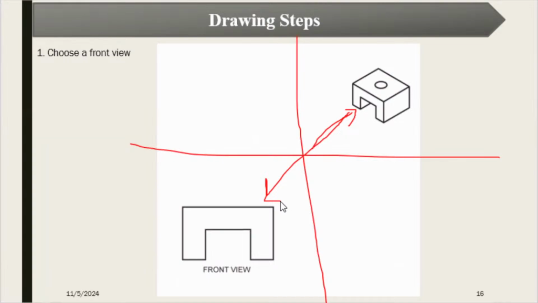And so first we choose the front view and then we draw that one in the third space. So you have to draw these lengths accordingly. Okay.